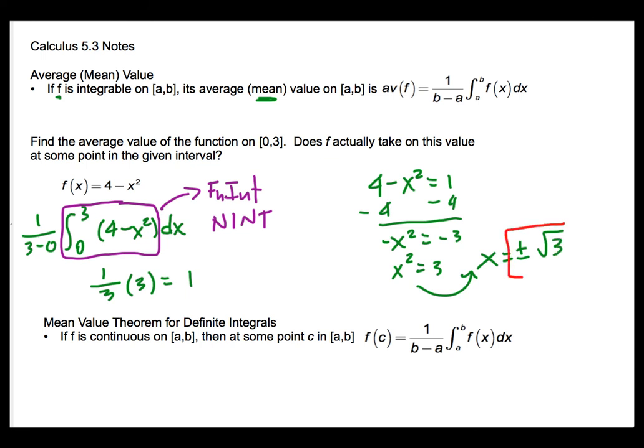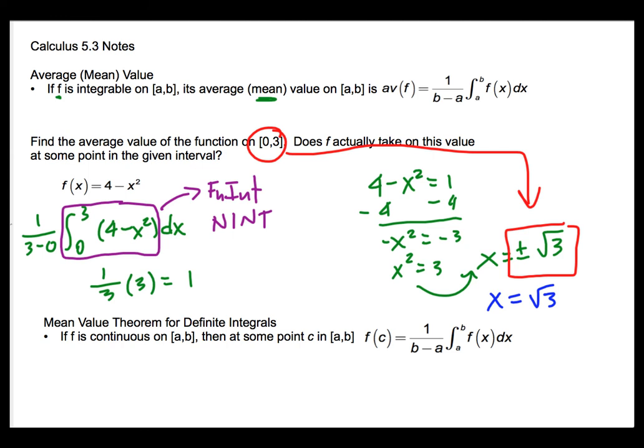Now, the interval that we're on goes from 0 to 3. So we have to look at which of these answers works. And so the answer to our question, where does the function f actually take on the value of 1, is when we're at the square root of 3.